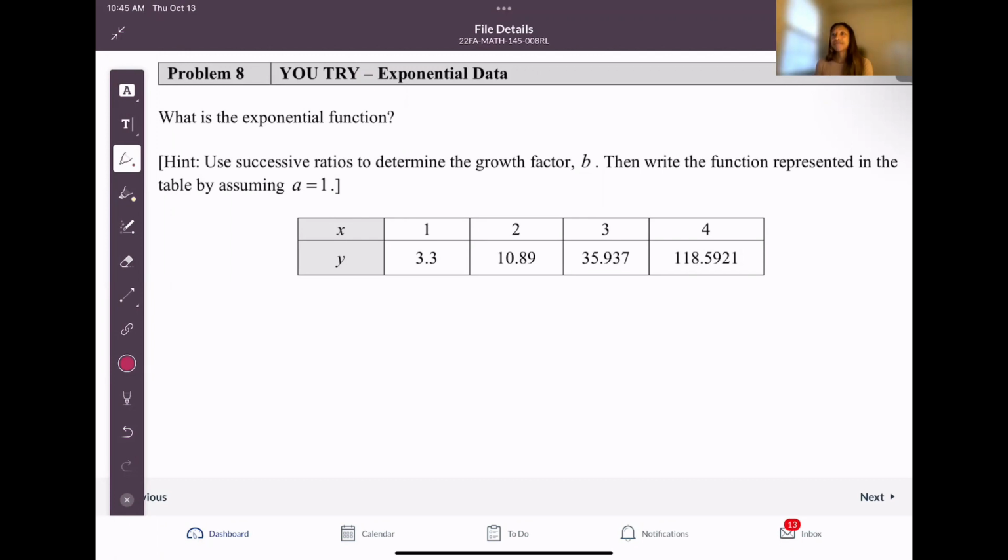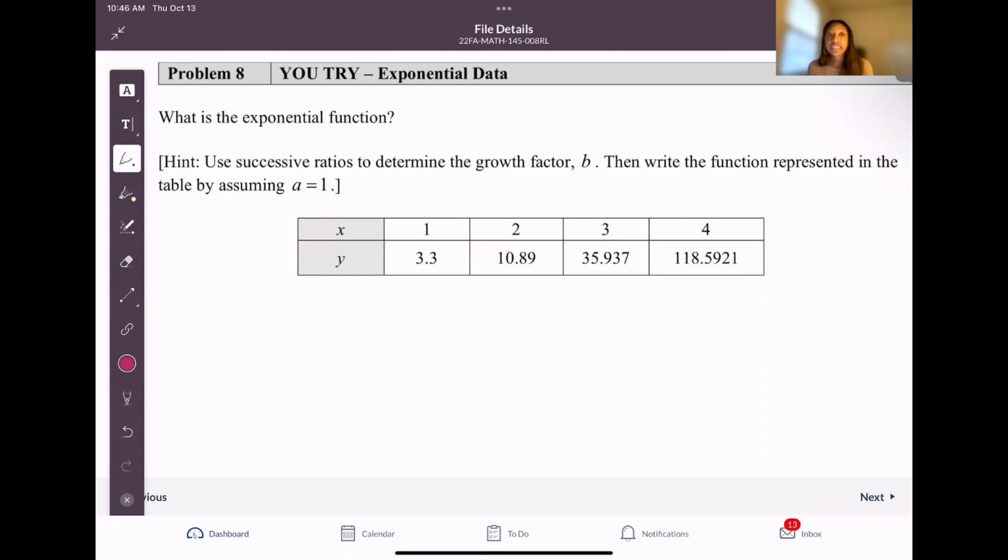118.5932. Now, the last exponential table we looked at, it was really easy to tell that the outputs were being multiplied by 3 because they were all whole numbers. 1, 3, 9, 27, 81. But here we have decimals. So we're being told that this is exponential. How can we figure out what number we multiply by to get to the next number? And then how can we write out what the exponential function is?